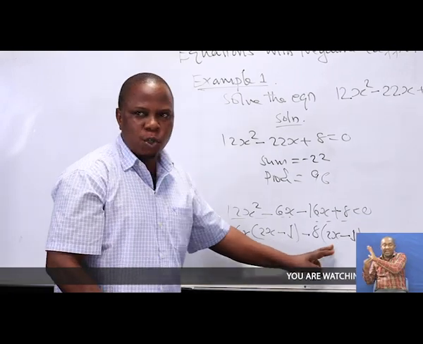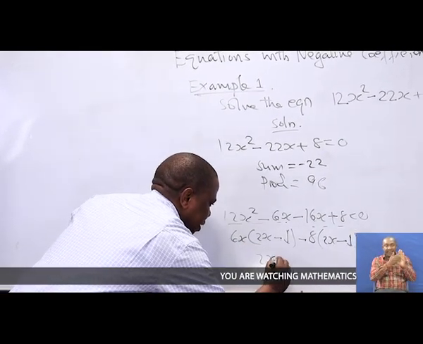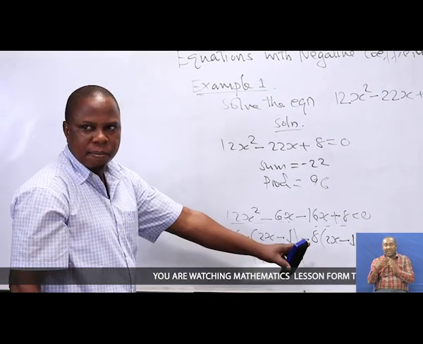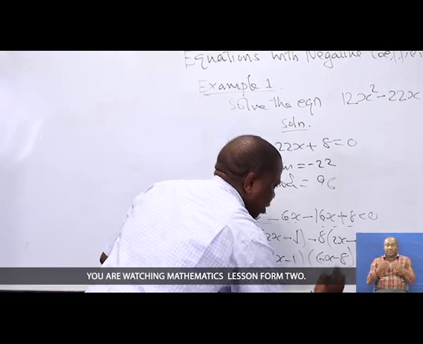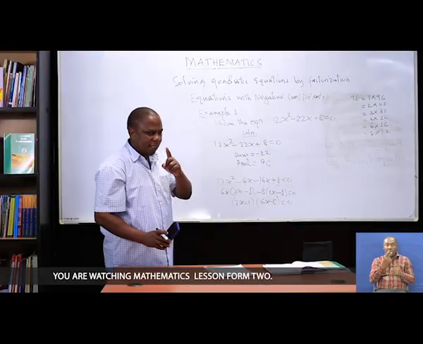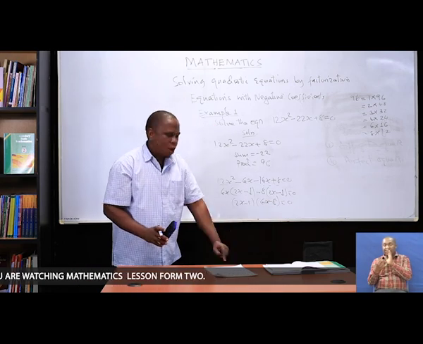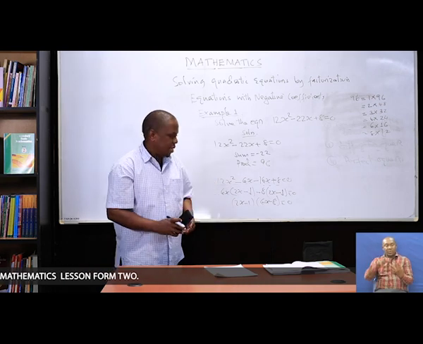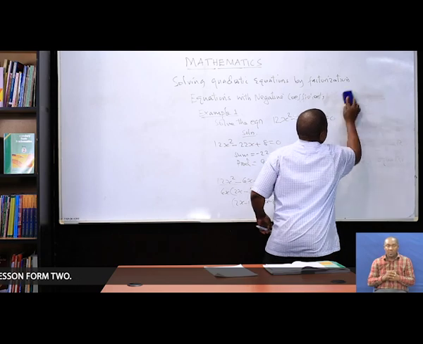2x minus 1, 2x minus 1, it's common. Take it out. The second factor is 6x minus 8, and 6x minus 8 is equal to 0. Again, for the product of any two numbers to be 0, either one or both numbers should be equal to 0.